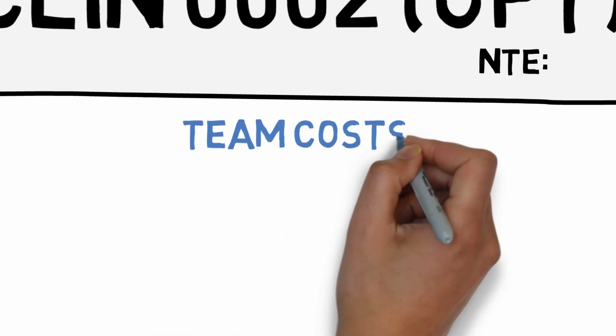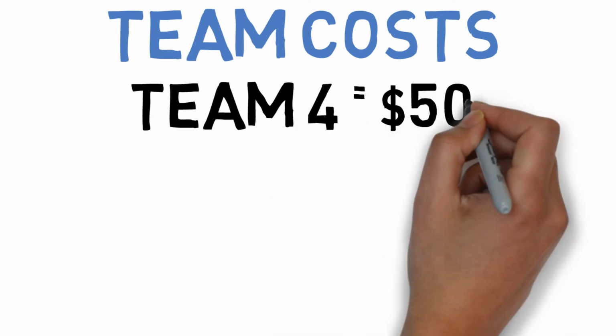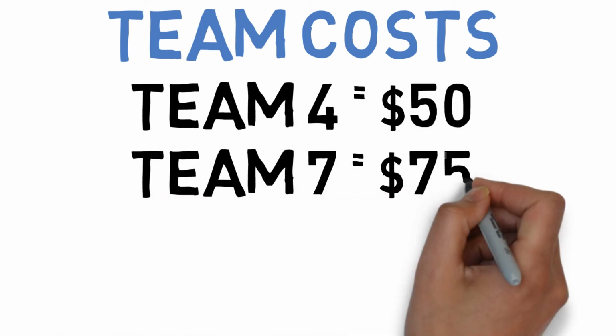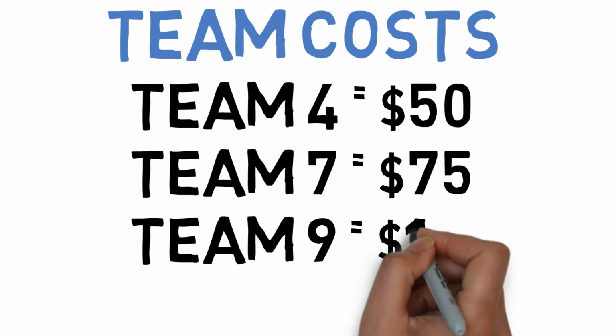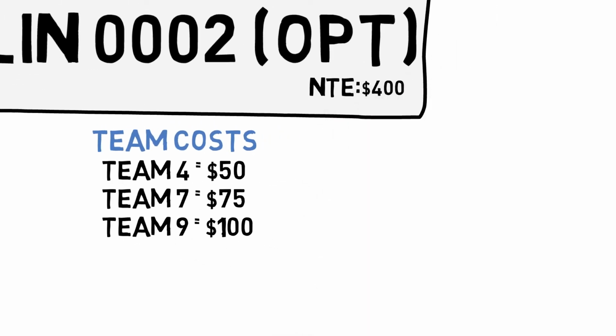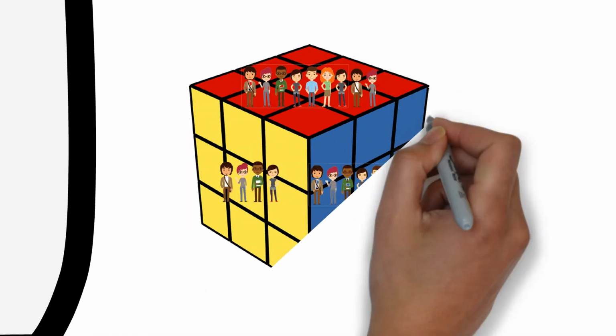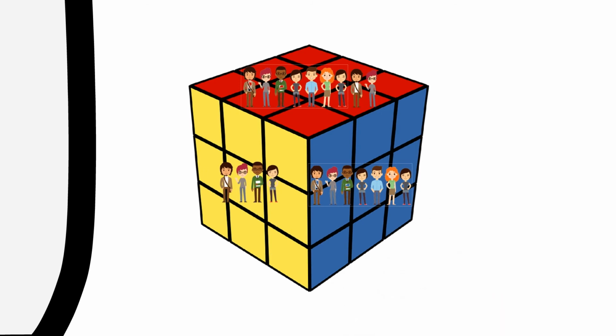Let's look at the optional CLIN. We know the cost of each team at the time of contract award. Let's say a team of 4 is $50, a team of 7 is $75, and a team of 9 is $100, and we set up a team CLIN with a not-to-exceed amount of $400. We can make the determination as to the specific combination of teams we require when we receive the new requirement.